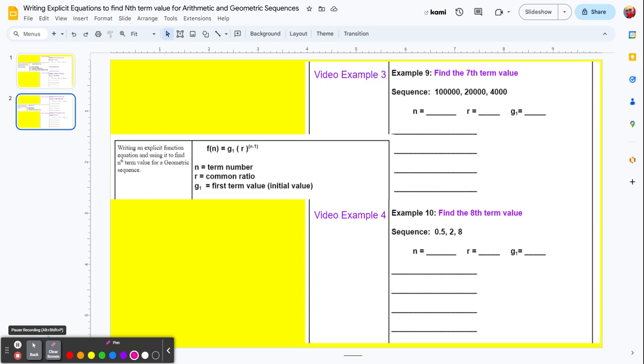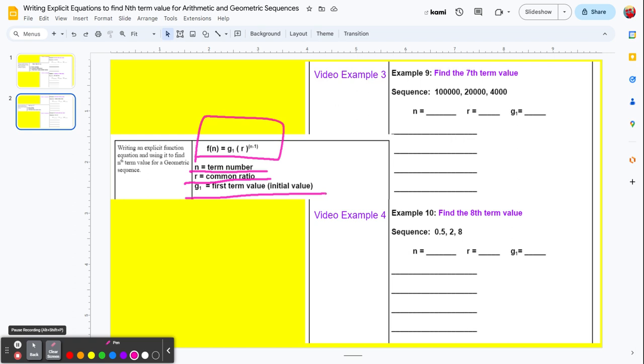So our formula is a little different. It's going to be f of n equals g sub 1 multiplied by r to the n minus 1 power. So the n is still our term number. We don't have a common difference with geometric sequence. We have a common ratio. So we're going to use the variable letter r to represent common ratio. And then instead of saying a sub 1, which sometimes textbooks use, we use g sub 1, just the first term of a geometric sequence. So it's the initial value of our sequence still.